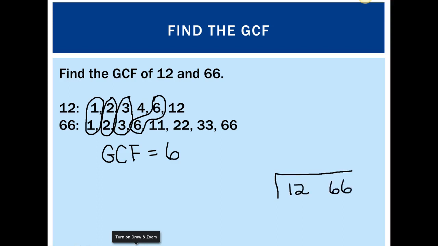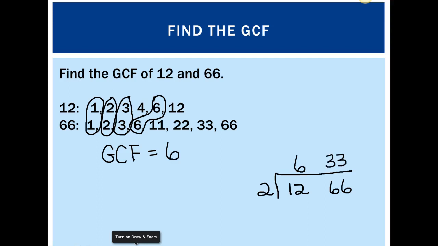Next, we identify a prime number that goes into both 12 and 66. You have two choices. You could use either 2 or 3 to start the problem. I'll go ahead and start with 2. 12 divided by 2 is 6. 66 divided by 2 is 33.